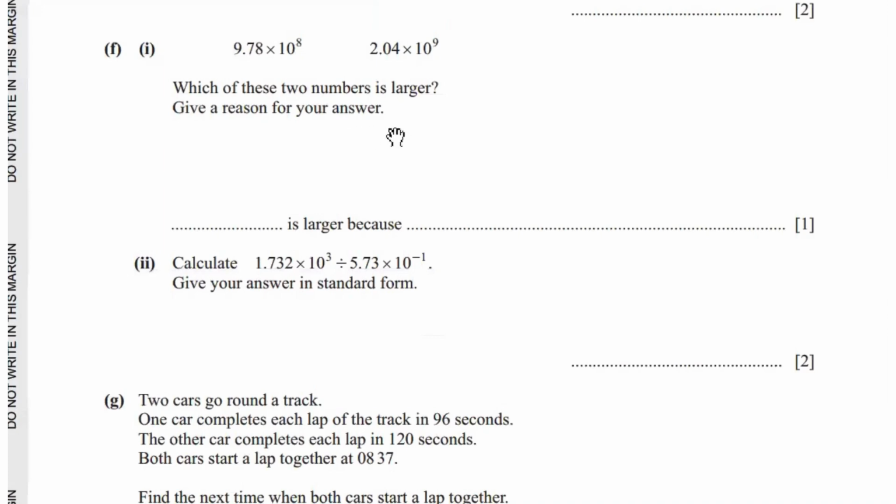Then it says, which of these two numbers is larger? Give reason for your answer. So 9.78 times 10 to the power of 8 and 2.04 times 10 to the power of 9. Out of these, 2.04 times 10 to the power of 9 is larger because 10 has a bigger power.